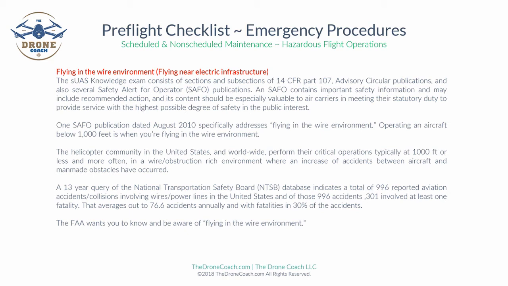The helicopter community in the United States and also worldwide perform their critical operations typically at 1,000 feet or less, and more often in a wire obstruction rich environment where an increase of accidents between aircraft and man-made obstacles have occurred. A 13-year query of the National Transportation Safety Board database indicates a total of 996 reported aviation accidents, collisions involving wires and power lines in the United States. And of those 996 accidents, 301 involved at least one fatality.